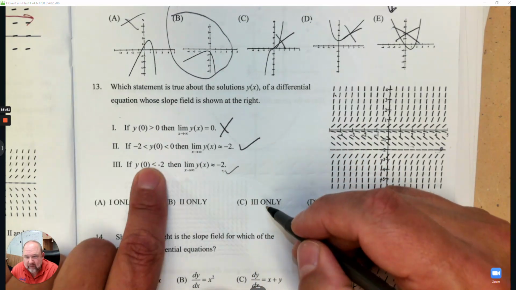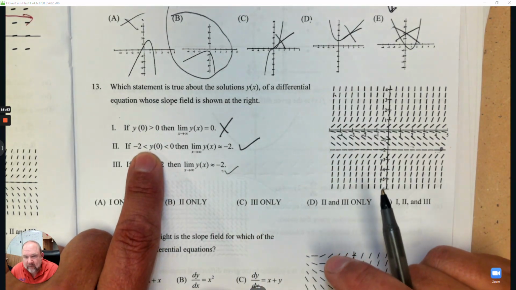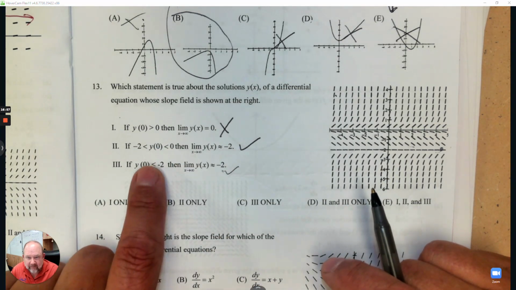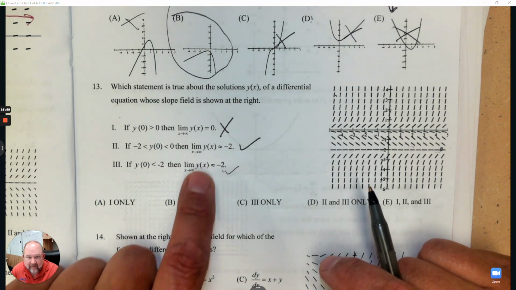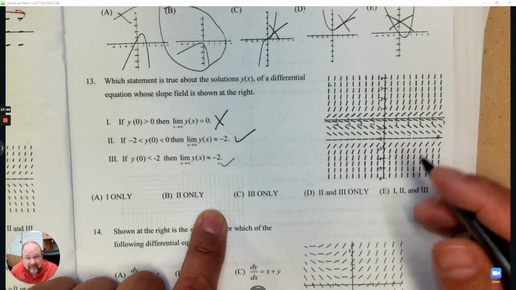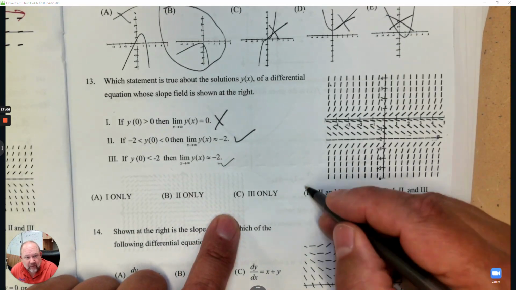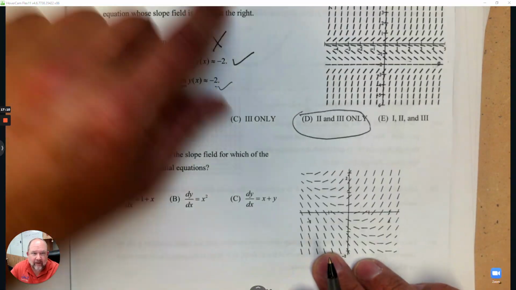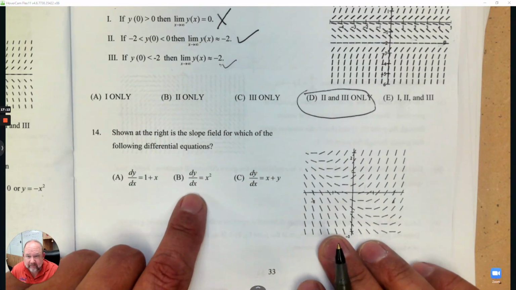I got to read the left part here. So if this y value is between -2 and 0, or if it's less than that, the right end and the left end behavior is -2 approximately. I get that. So for 13, it's 2 and 3. The horizontal asymptote gives you the right end behavior and left end.